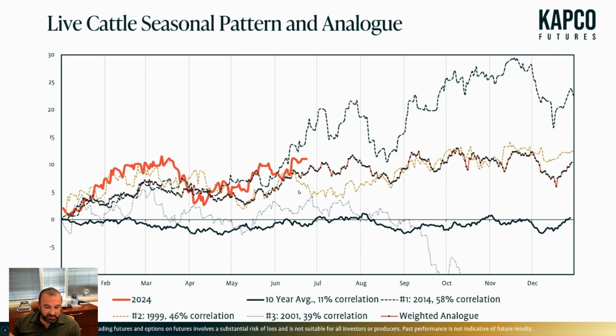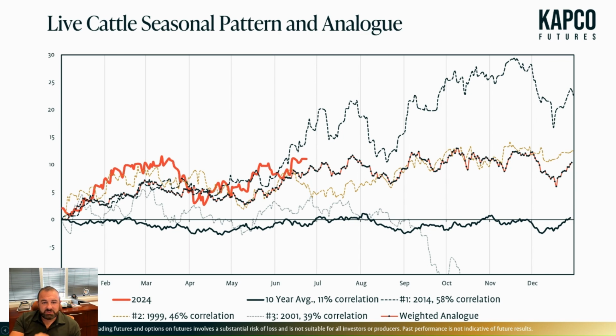And then 2001, that's the outlier. That's our third most highly correlated year, 39%, not terribly strong. That absolutely sank like a stone into the end of the year. So 2 out of 3 ain't bad, right? That's where we put these together. We weigh them based on those correlations, and we get this red and black dotted line that gives us a potential price path.